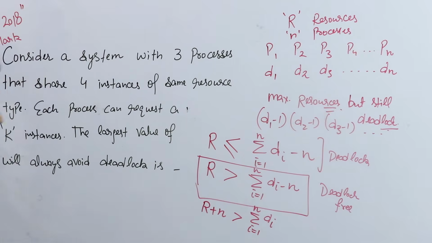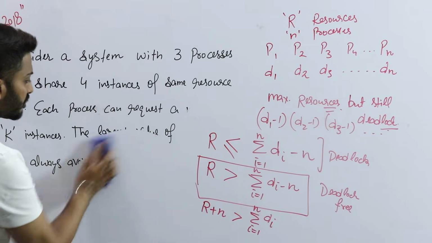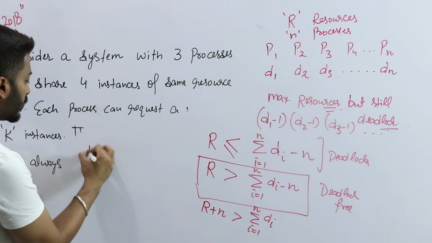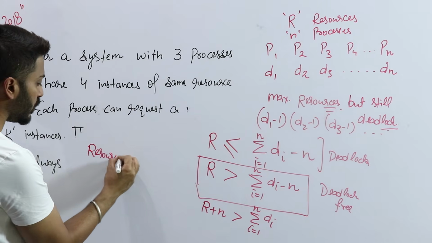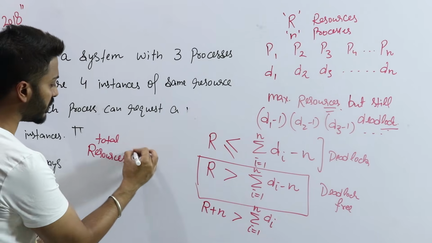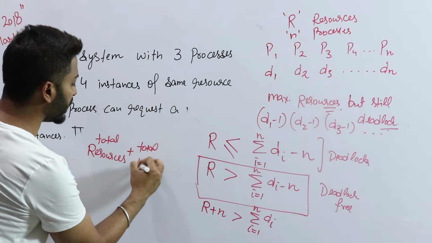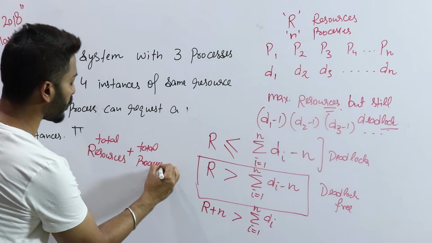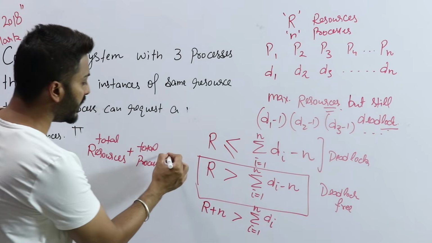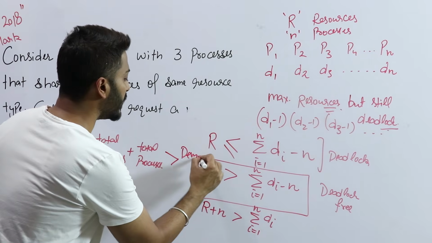What is the meaning of R plus n? R is the number of resources, the total resources. N is the total processes. The total number of resources plus the total number of processes should be greater than the total demand.